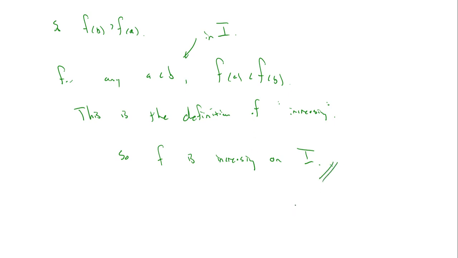So that's our proof. We'll use this result. It'll be really helpful for us. Essentially what this says is that we can use the first derivative to tell us where our function is going to be increasing and decreasing. We'll do that a little bit more next time.